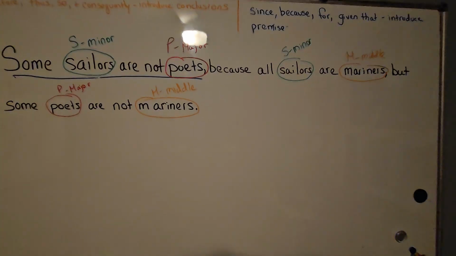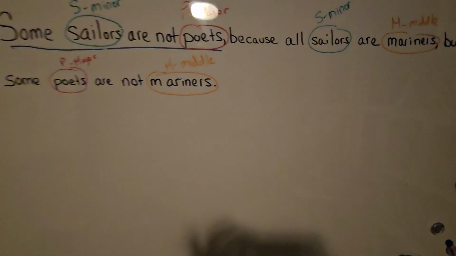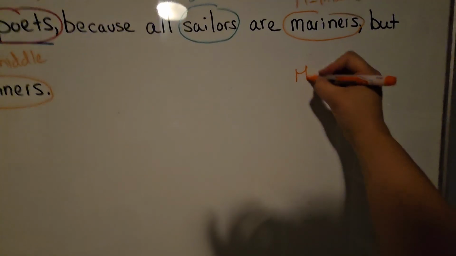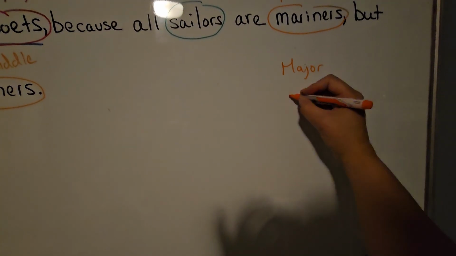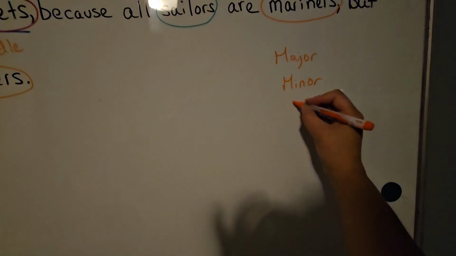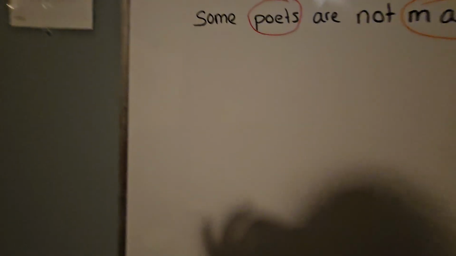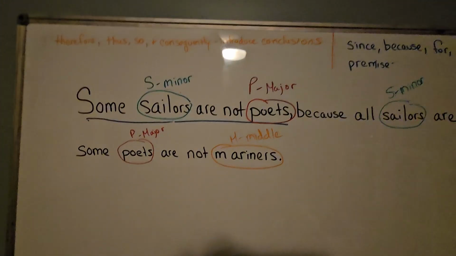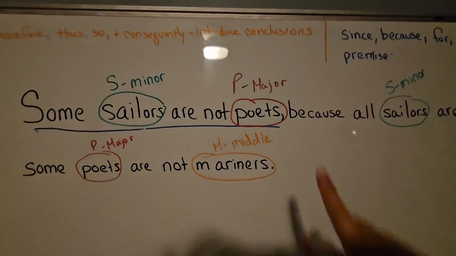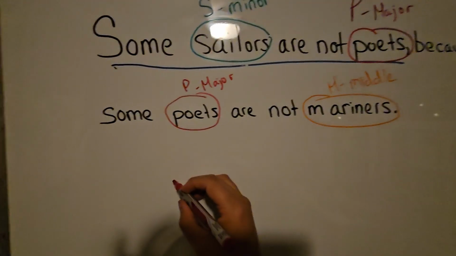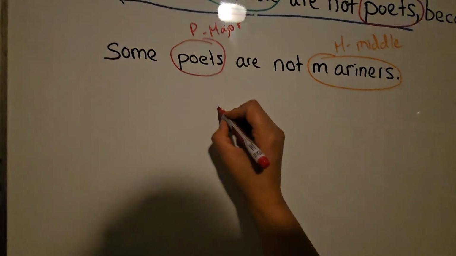Okay, so that's the first step. Now we have to put it in syllogism form. Syllogism form is always going to be major premise, minor premise, and conclusion. That's always going to be the order. So how do I know which premise is which? Well, I'm going to use pink for the major. My major premise is going to have my major term in it. So poets is my major term. So my first sentence I'm going to write is: some poets are not mariners.